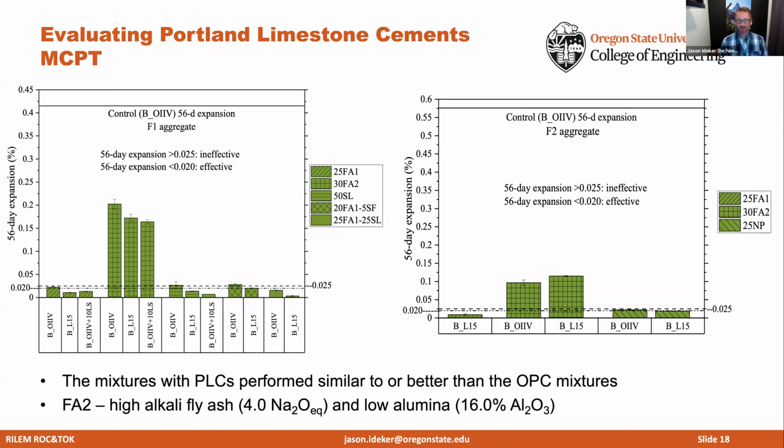One thing that you'll note is that several of these mixes did exceed the expansion limit in the test. And those were with a fly ash that I'm calling fly ash 2. This happened to be a fairly high alkali ash with a 4% sodium oxide equivalency and a very low alumina content, about 16%. So you would need even more of this particular fly ash to get you below the expansion limit in this test.